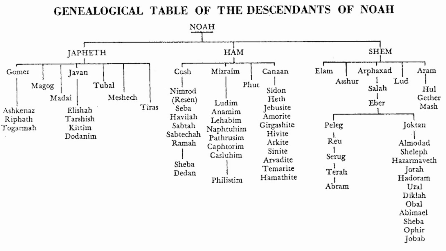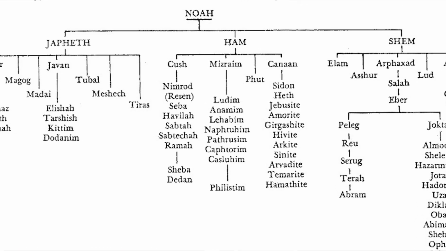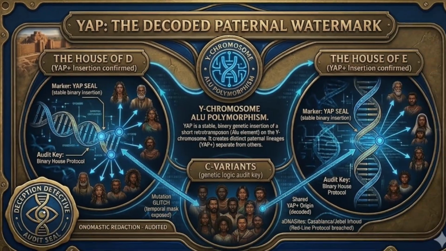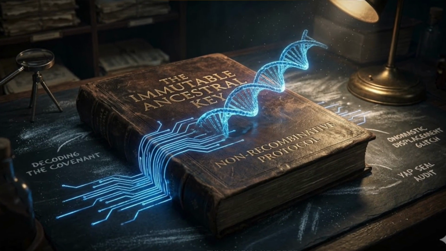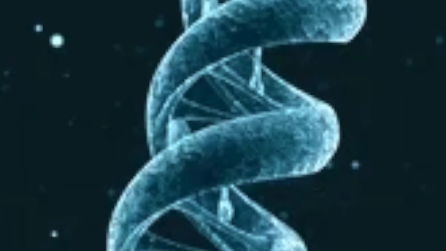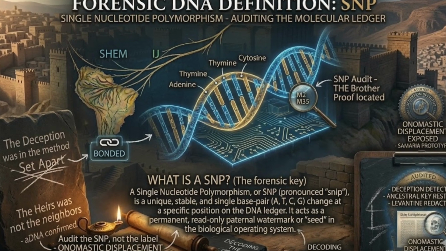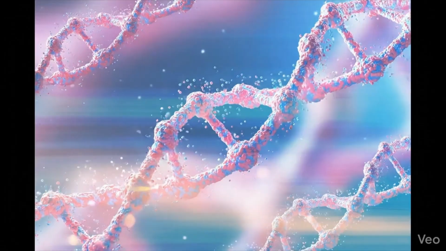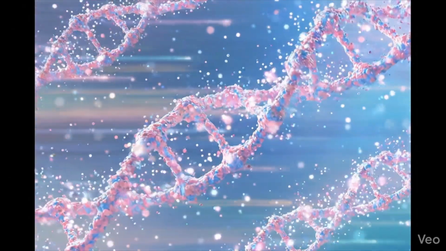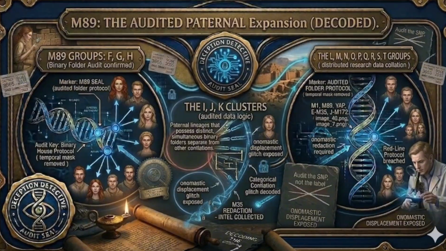Now for our final mutation, mutation number 3, the M89 plus group. Once we filtered out the basal negative and the YAP plus insertion, we were left with the largest remaining group. They are defined by a single letter change SNP known as M89. This mutation acts as a gatekeeper. If a lineage is M89 plus, it belongs to this specific family. The mass groups are the expanded versions of F through T, specifically I, J, and R.